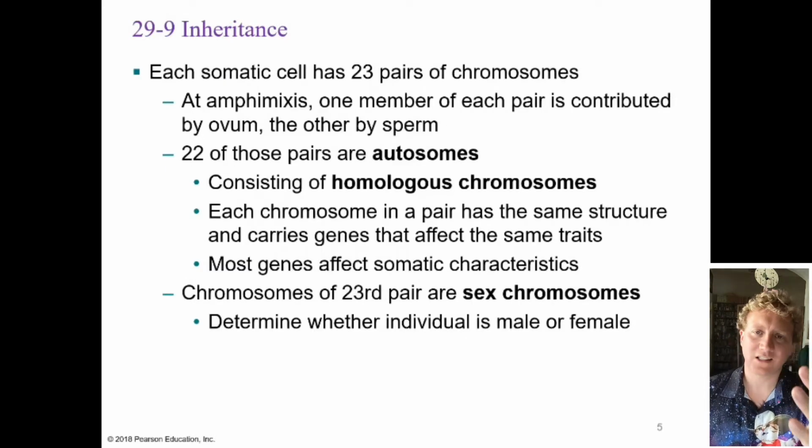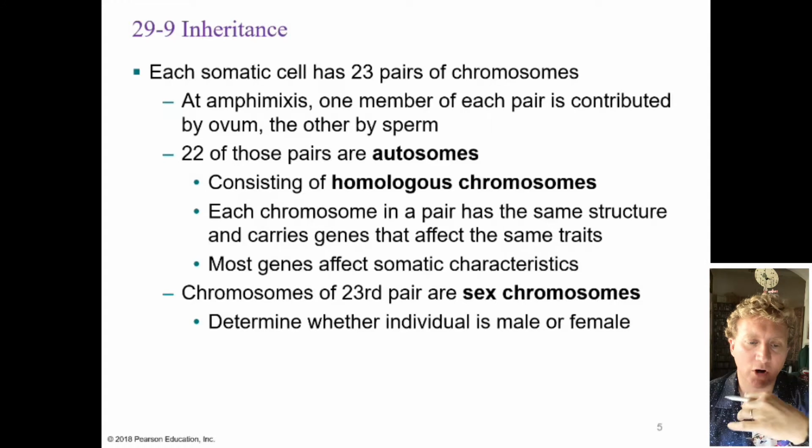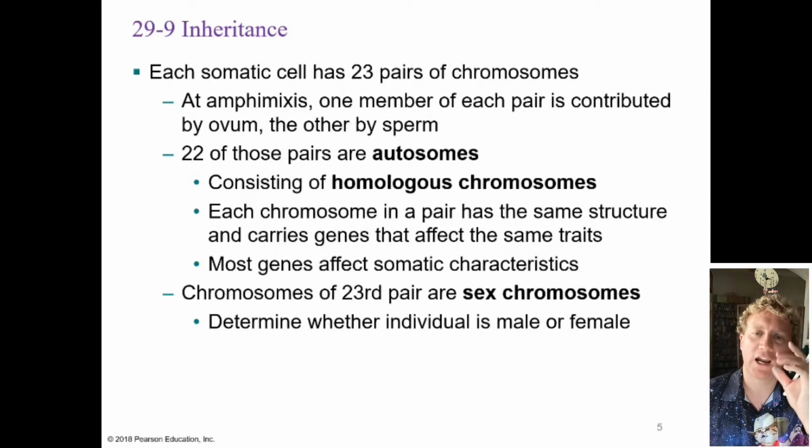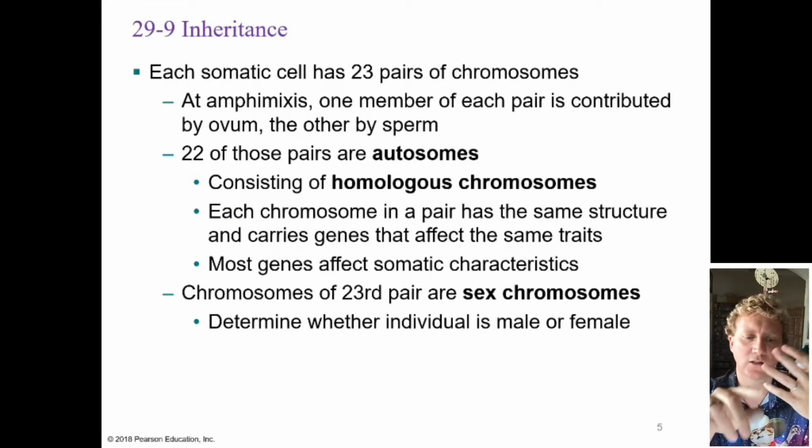So each one of our cells has 23 pairs of chromosomes. Okay. At amphimixis, each pair is contributed. One member of each pair comes from mama, the ovum, and one comes from the sperm. 22 of those 23 are known as autosomes, which consist of homologous chromosomes. So they're pairs of chromosomes that are basically the same. They have the same structure, they carry the same genes, and stuff like that. Most of the genes are going to affect somatic characteristics, things that we can't control. The remaining pair, that 23rd pair, are the sex chromosomes. That's going to determine if we are genetically male versus female.